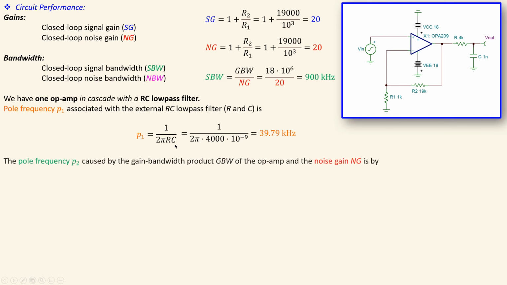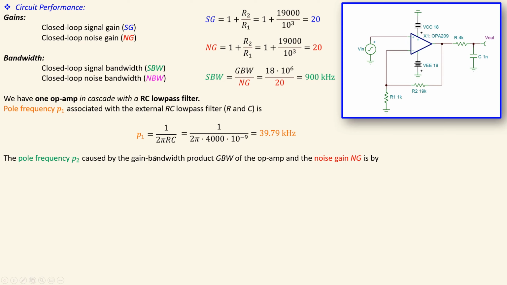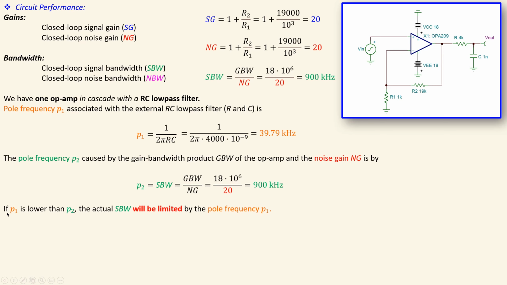This is a very important result because the pole frequency P2, which is then caused by the gain bandwidth product and also the op-amp and the noise gain, was calculated here, and I just repeat it here just to give you another pole frequency. That was 900 kilohertz. But our pole frequency due to that external low pass filter is almost 40 kilohertz. So 40 kilohertz is much smaller than the P2, which is just determined by the gain bandwidth product of the op-amp and the noise gain. So if P1 is much smaller than P2, the actual signal gain will be limited by the pole frequency P1, which is then the external RC low pass filter.